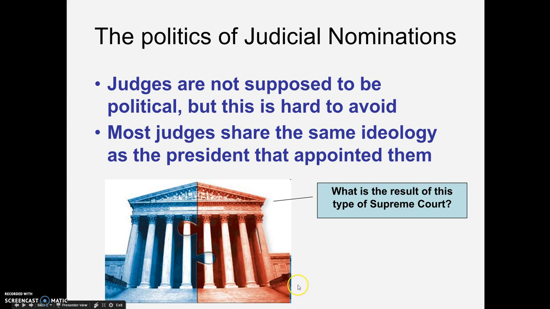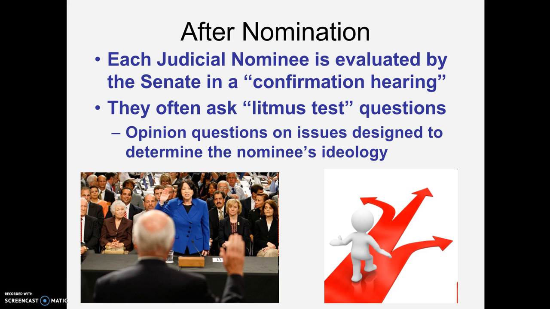So check out this image here. It kind of symbolizes exactly what I'm talking about. This is the Supreme Court building, and you can see that half of it is blue and half of it is red, indicating that half of the justices on the Supreme Court are liberal and half of them are conservative, or somewhere close to it. This is a cartoon or imagery that sort of sums up that idea, that our Supreme Court is actually a very political institution, even though judges are not supposed to be.